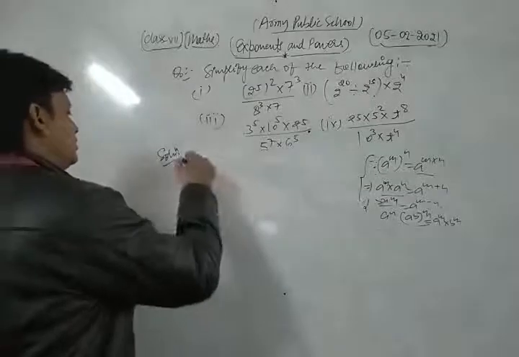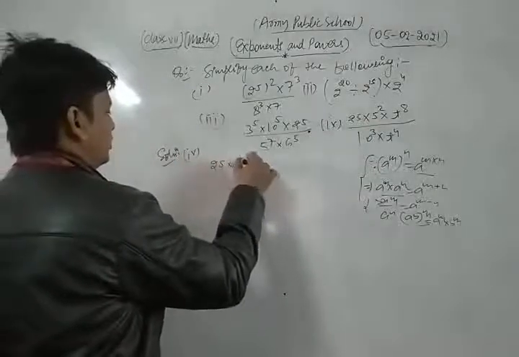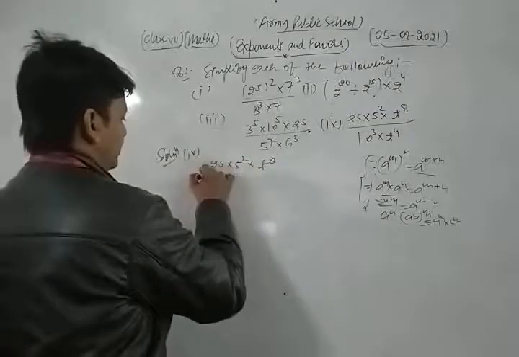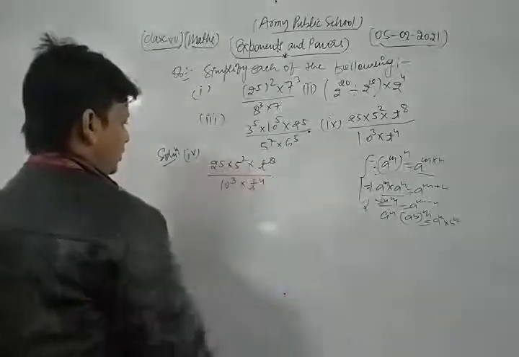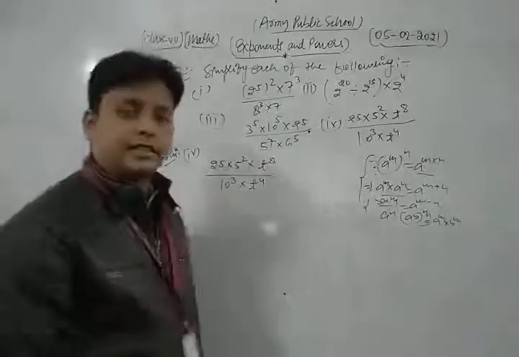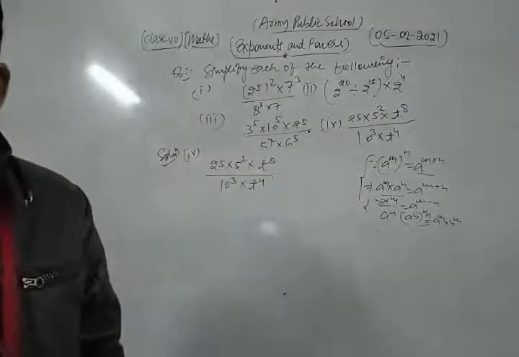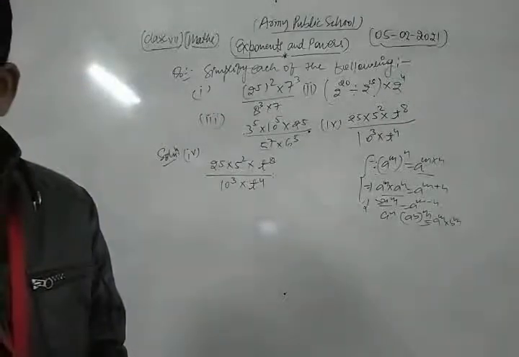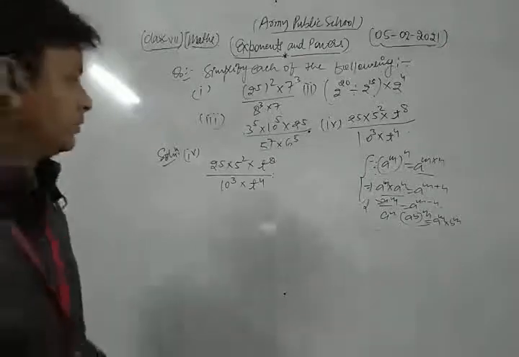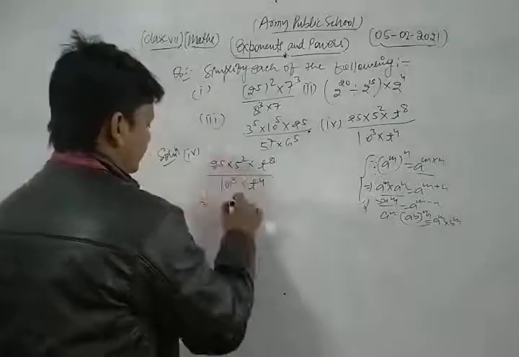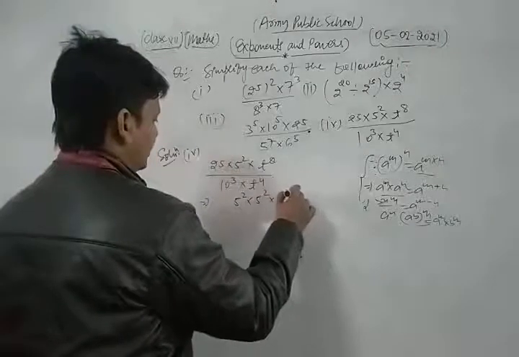The last part is the fourth part of this question: 25 into 5 power 2 into t power 8 upon 10 power 3 into t power 4. First of all, we write each and every value in its exponential form. So we write 25 as 5 power 2, 5 power 2 as it is, and t power 8 as it is.